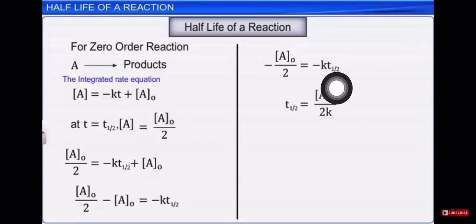So t half will be nothing but what? This will go down, right? And this is minus, so minus will cut it down and we will be getting initial concentration by 2k, right? So in this way we can calculate the half life, the time taken by the half life.